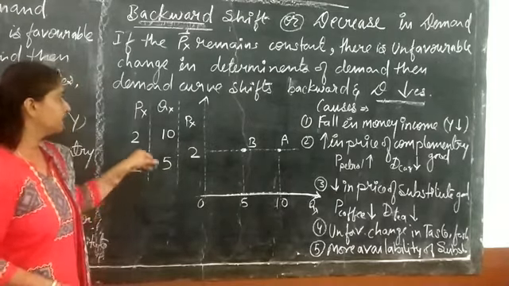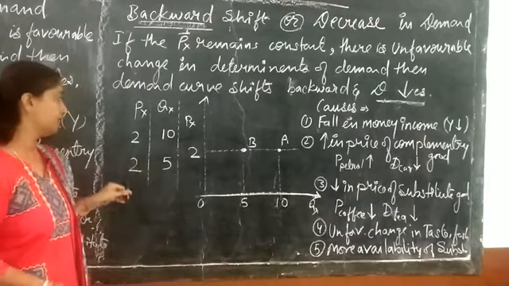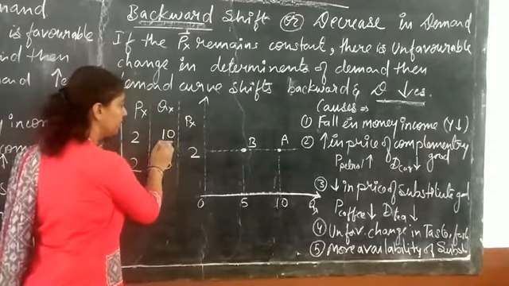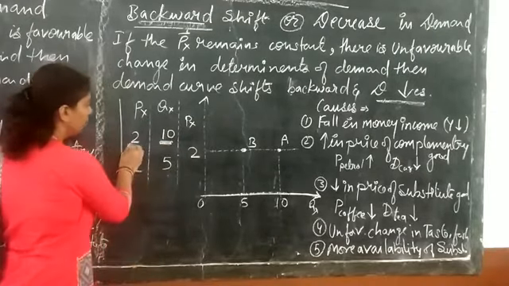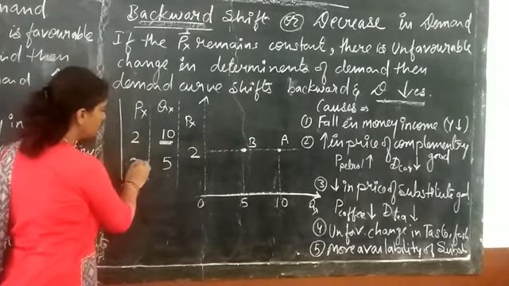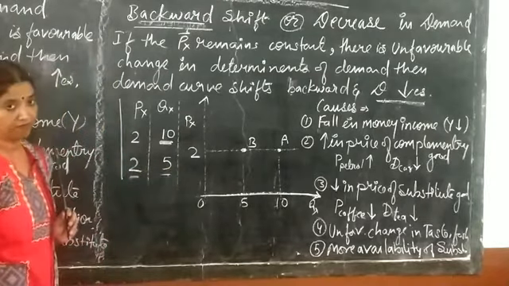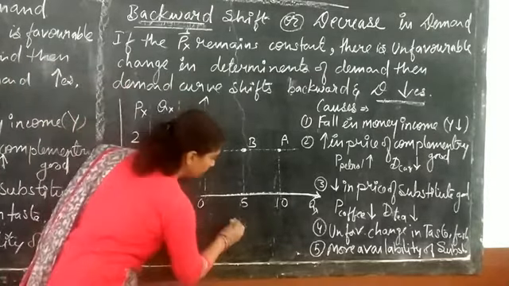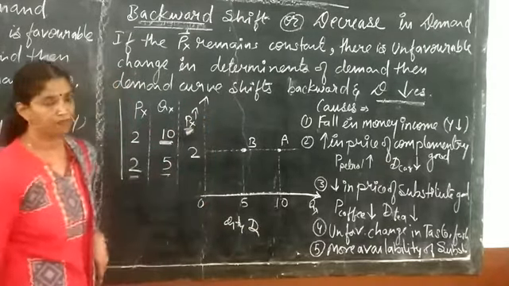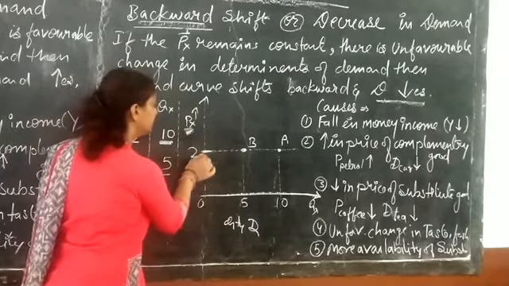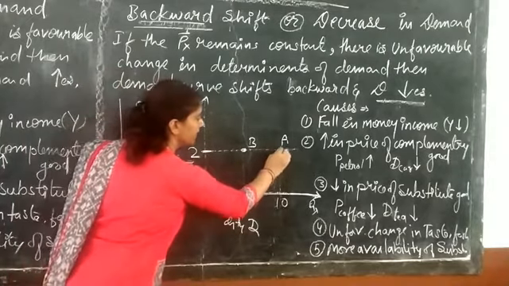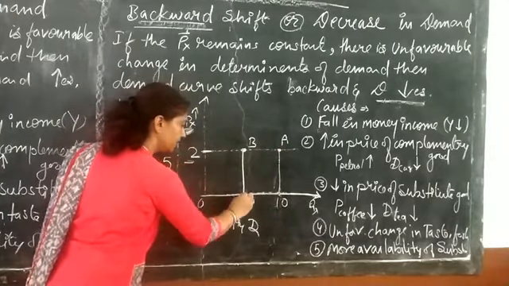Here price of X and quantity of X I have taken. Price of X I have taken as 2 rupees per unit, and quantity is falling from 10 to 5 units. At 2 rupees initial quantity demanded is 10, at later 2 rupees price quantity demanded is 5. On x-axis I have taken quantity demanded, and on y-axis price. The price is 2 rupees per unit, and at 2 rupees per unit the initial demand is 10 units and later on it is 5 units.